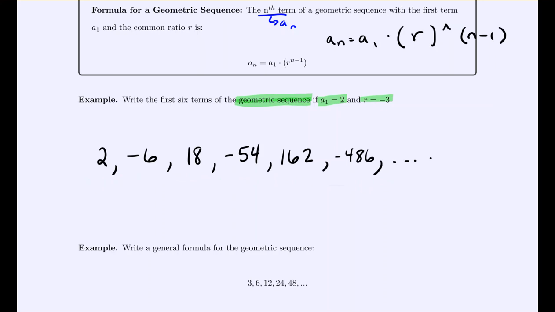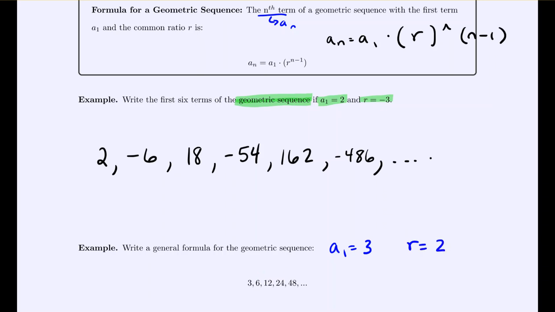In our next example, we're asked to write a general formula for the geometric sequence given here. First, we can extract a bit of information. We see the first term is 3. And since they already told us it's a geometric sequence, we're going to be looking for the constant multiple. 3 times 2 is 6. Let's see if the pattern holds. 6 times 2 is 12, holding so far. 12 times 2 is 24, keeps holding. 24 times 2 would be 48. So we could say the first term is 3, and the common ratio is 2.